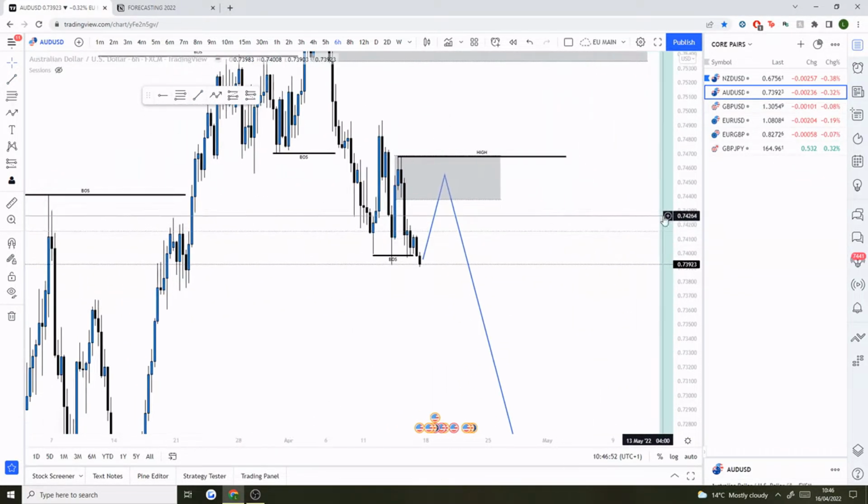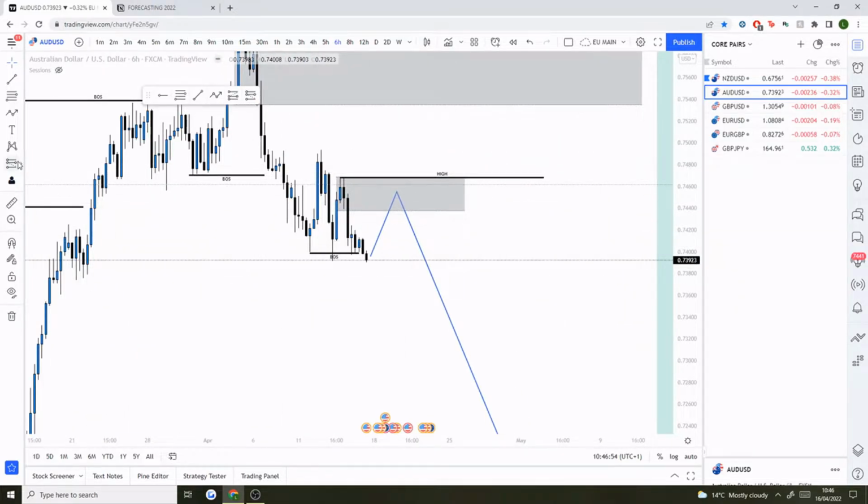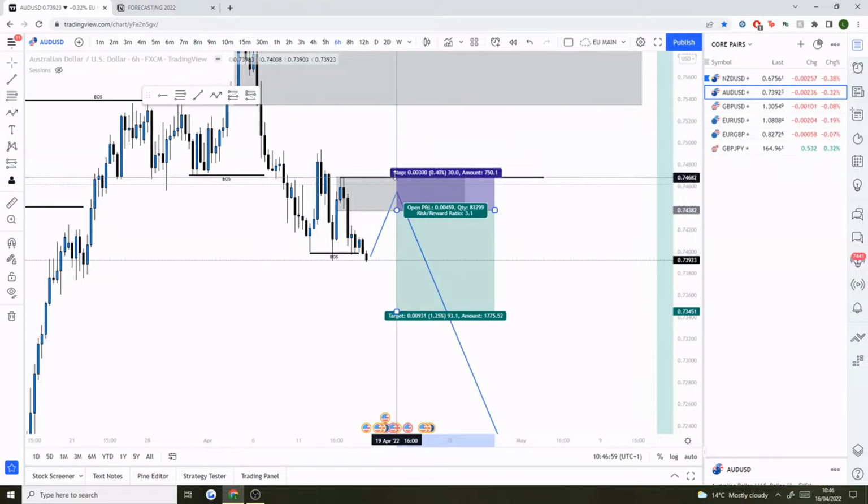So for me, the best opportunity at the minute on AUDUSD is going to be waiting for price to come up into here, and then we can look to sell out of there.